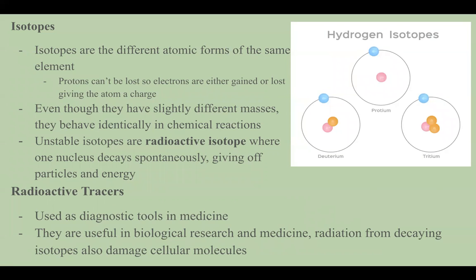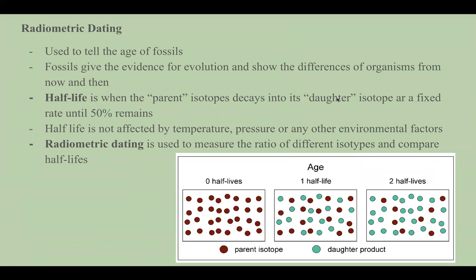Now, these radioactive tracers are used as diagnostic tools in medicine. They are very useful in biological research in medicine, which is one of their many pros, but one of their many cons is that the radiation from the decaying isotopes can also damage cellular molecules. So it has its benefits and it has its negatives. Next is radiometric dating, used to tell the age of fossils. This is super important because fossils give the evidence for evolution and show the difference of organisms from now and then, how things have changed, how the earth has developed, and how living life has also developed.